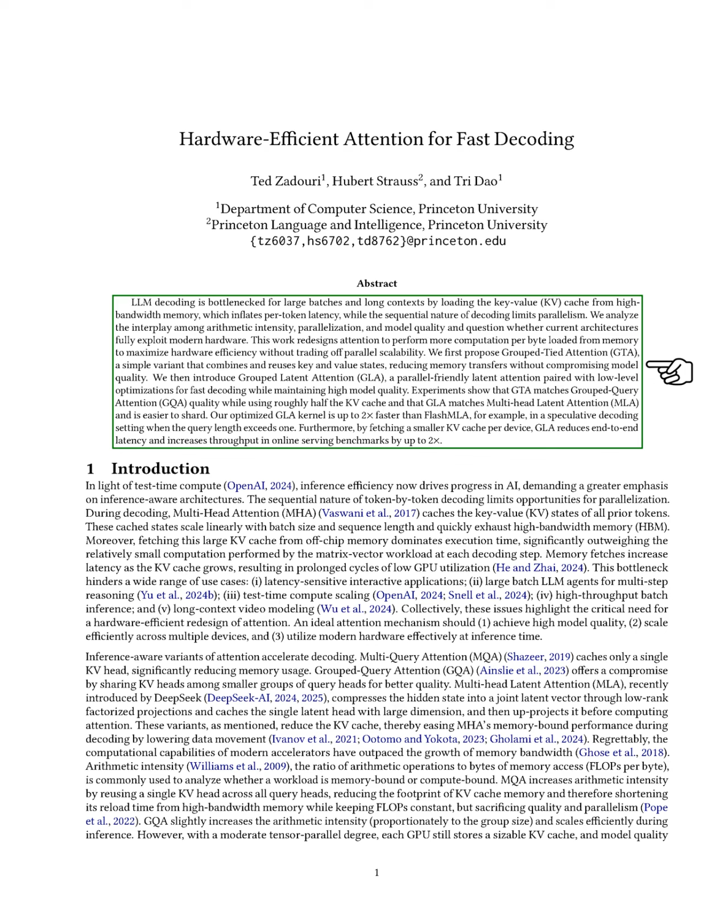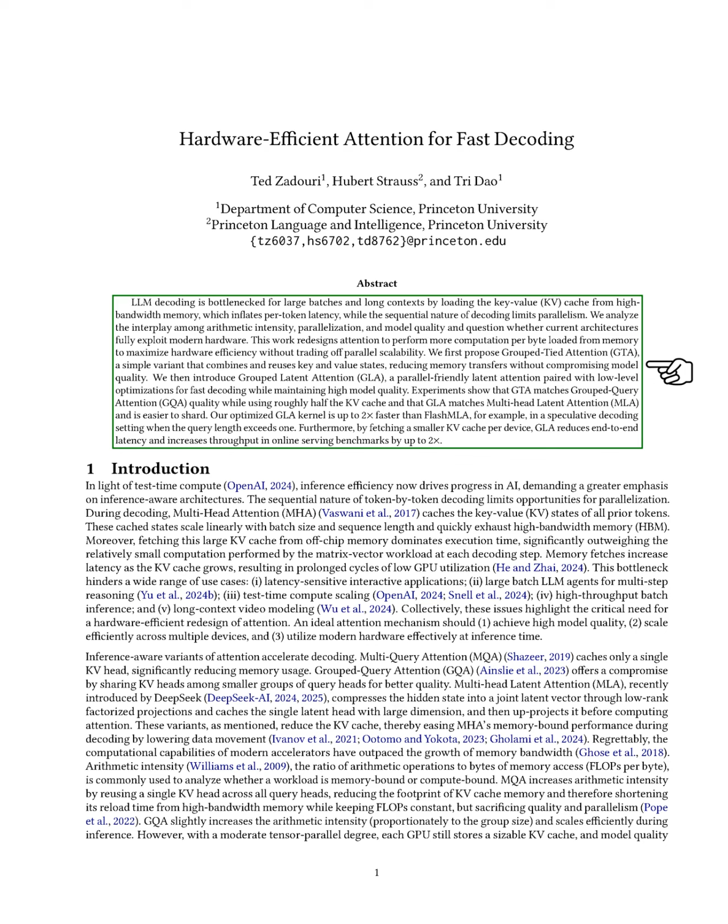We explore several inference-aware attention variants that speed up decoding. For instance, multi-query attention (MQA) reduces memory usage by caching only one key value head, while grouped query attention (GQA) shares key value heads among smaller groups of query heads to improve quality. Additionally, multi-head latent attention (MLA) compresses the hidden state into a single latent vector, which helps reduce memory demands.